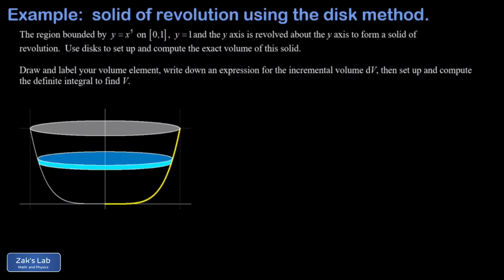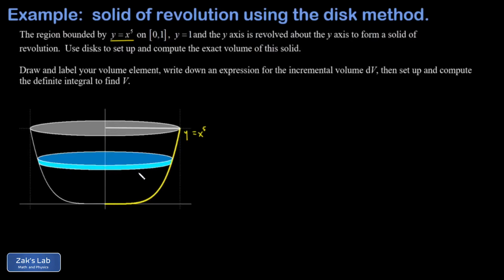In this video, we're finding a volume of revolution. So we're told the region bounded by y equals x to the fifth, that's the yellow curve down below, on 0 to 1, and the line y equals 1, which puts an upper limit on this thing, and the y-axis. That region is rotated around the y-axis to form a solid of revolution.